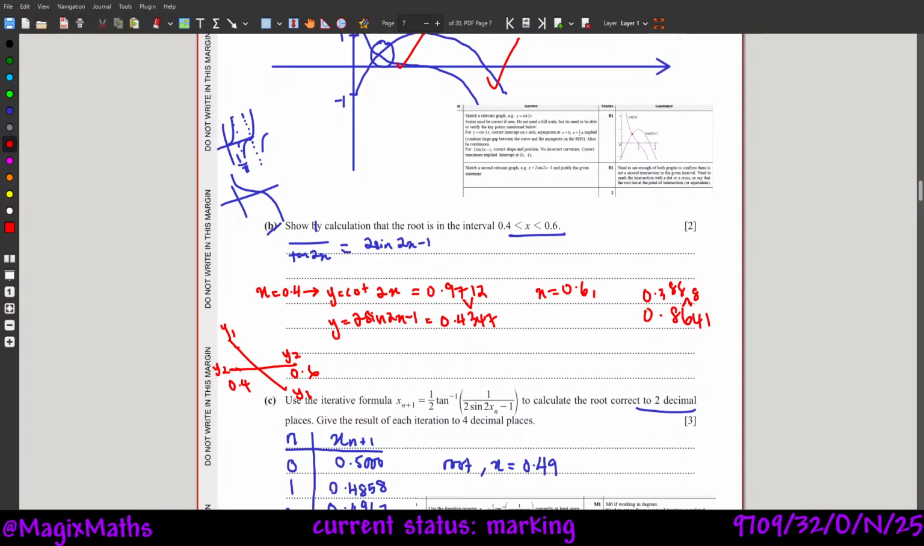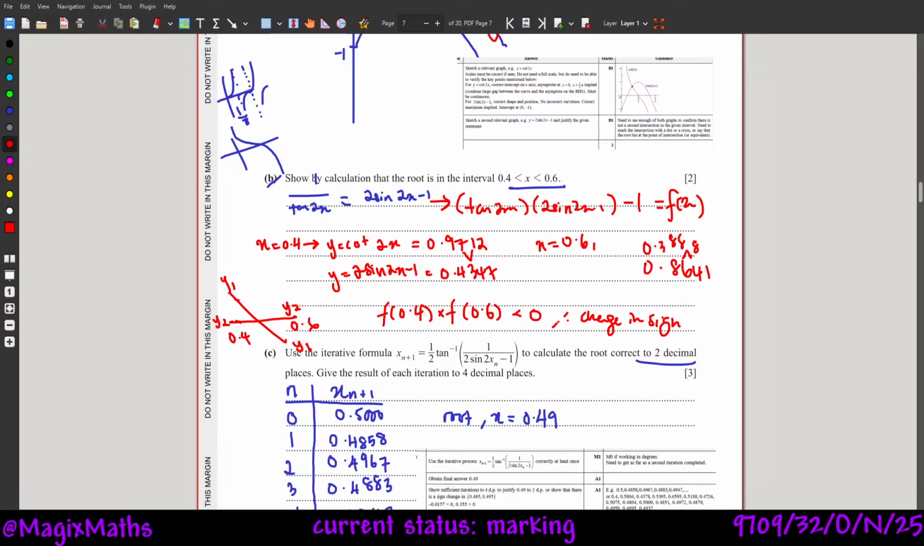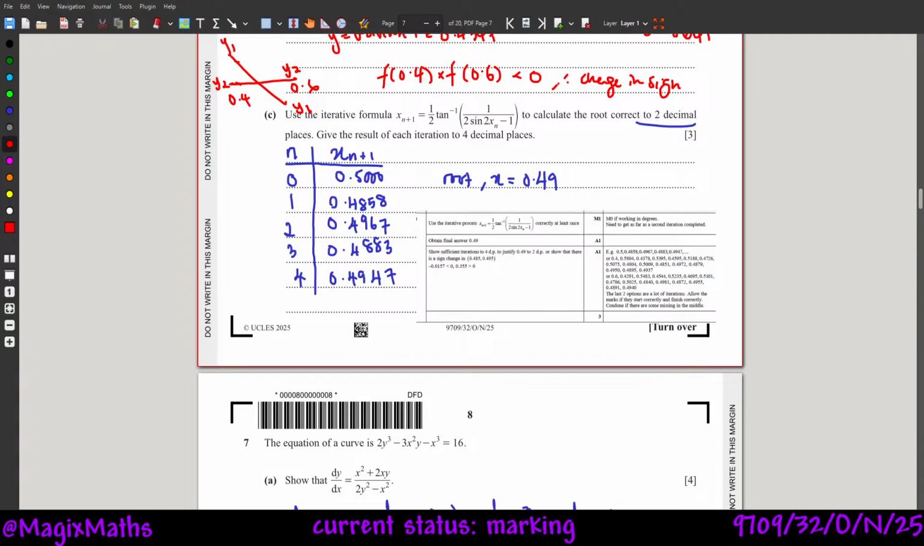Oh, so I think what we can do is just rearrange this into tan 2x, 2 sine 2x minus 1, and then minus 1 equals x. And then we say that f 0.4 times f 0.6 is a number that is negative, hence there's a change in sign, which indicates that it passes through the root. Yeah. So let's move on.